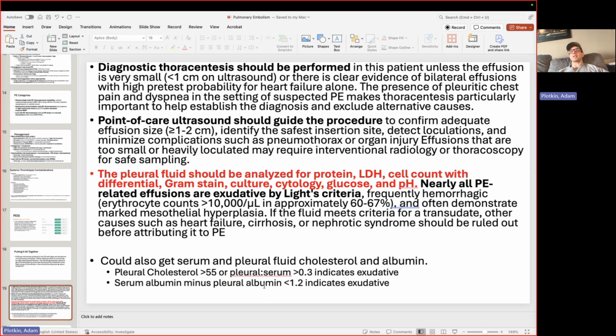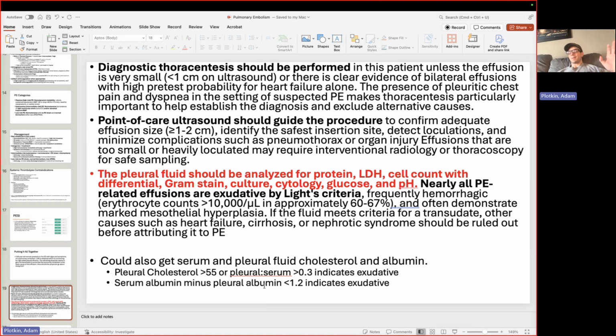So what are Light's criteria? The protein in the pleural space is greater than 0.5 times the protein in my serum, okay? If we satisfy that, we're good. The LDH in my pleural space is greater than 0.6 times the LDH in my serum. If we satisfy that, we're good. The LDH in my pleural space is greater than 2/3 the upper limit of normal of my serum LDH, right?